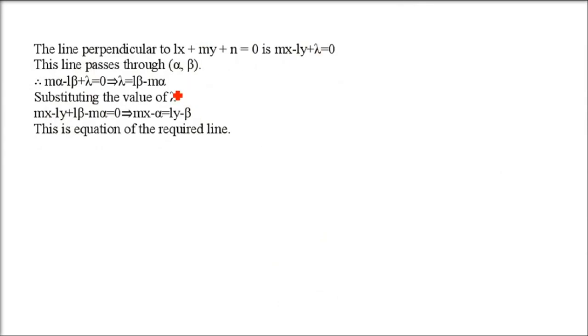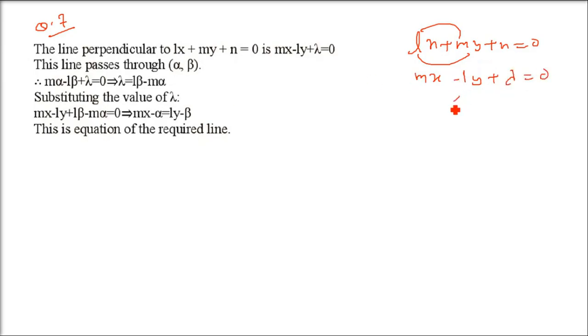Next is, this is question number 7 actually. Find the equation of the straight line through the point alpha beta and perpendicular to the line lx plus my plus n equals 0. So there is a straightforward question. We have done it already. So lx plus my plus n equals 0. The line which is perpendicular to this, change the places of l and m and put a negative in front of y. So mx minus ly plus lambda equals 0.